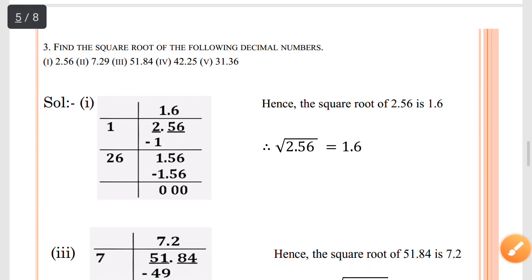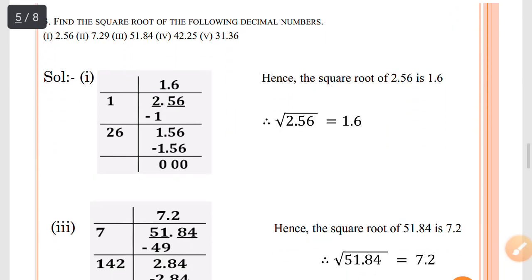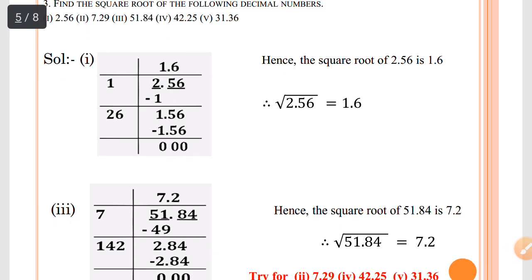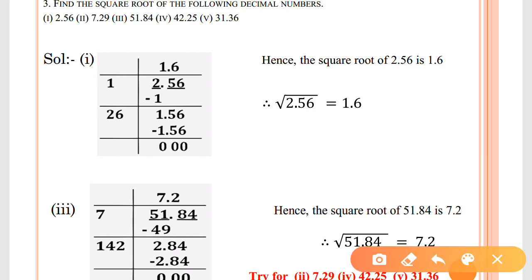So moving to question number 3, find the square root of the following decimal numbers. It is another application of the long division method. First we have 2.56. We will pair, and the pairing starts from the decimal point. For the main numbers we go to the left, and for the decimal part we go to the right.